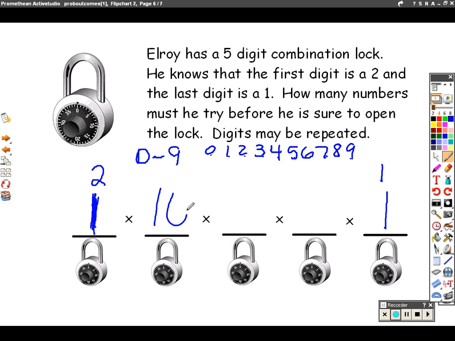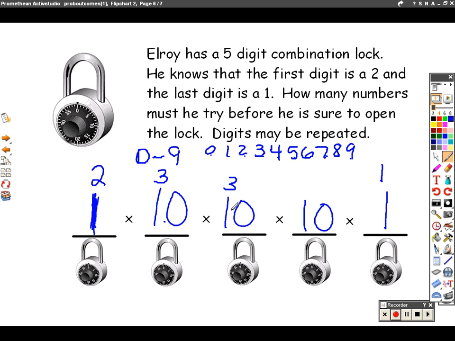10 different digits. So if my locker combination, if the next number was 3, and digits may be repeated, couldn't this next number also be a 3? It could. So I still have 10 numbers to pick from. And for this one, I still have 10 numbers to pick from. 1 times 10 is 10.